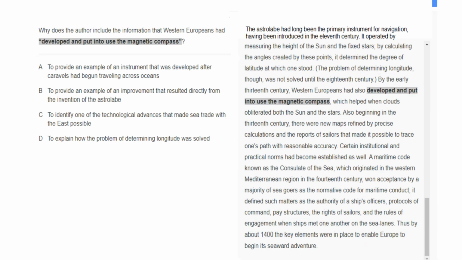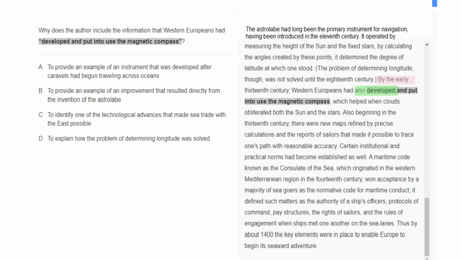Question 6. This is the highlighted sentence. "By the early 13th century, Western Europeans had also developed and put into use the magnetic compass, which helped when clouds obliterated both the sun and the stars."